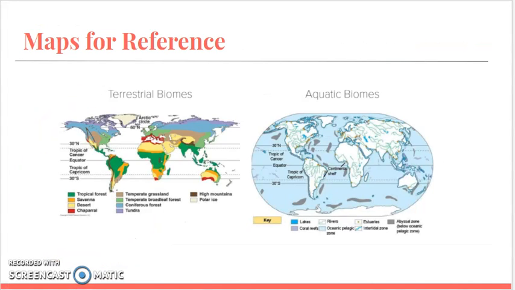Additionally, there are maps for reference. The homepage shows maps for terrestrial biomes and aquatic biomes, and it's the entire world, so at a quick glance they can tell where each of the biomes exist.